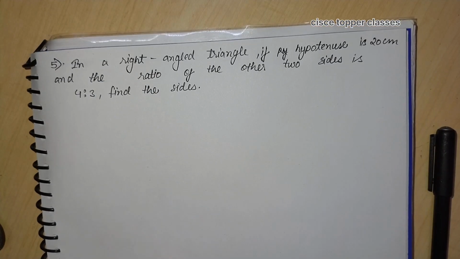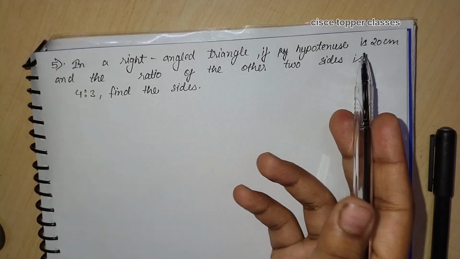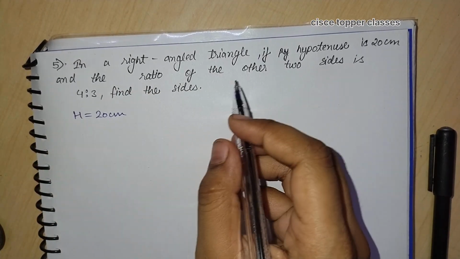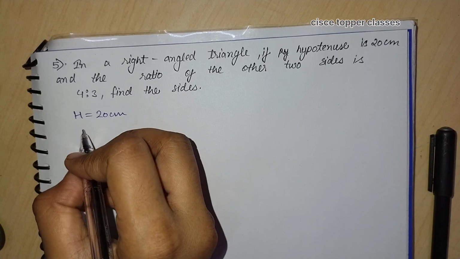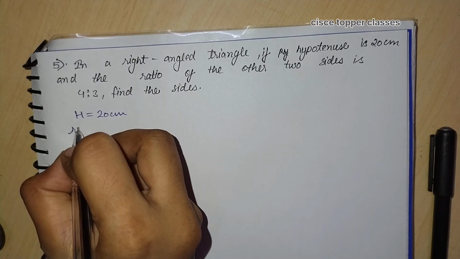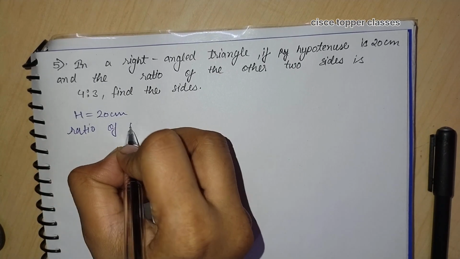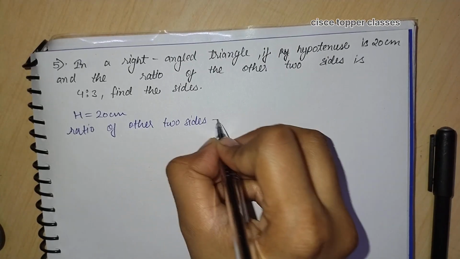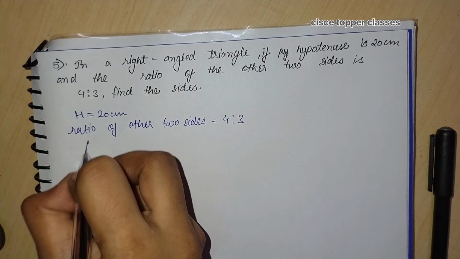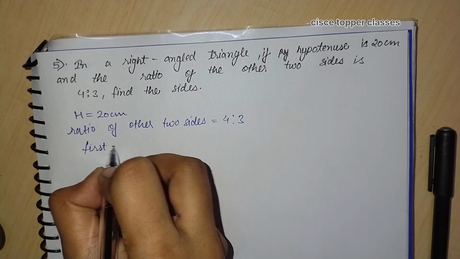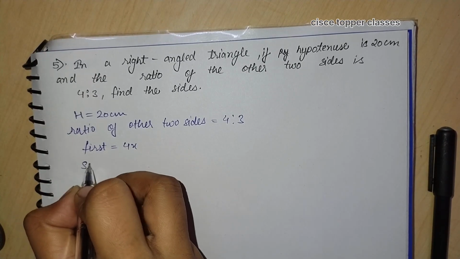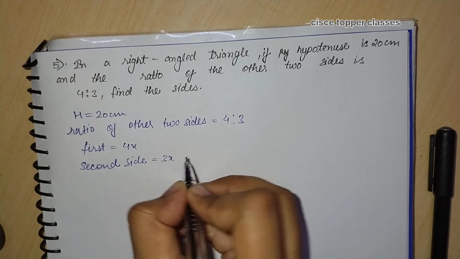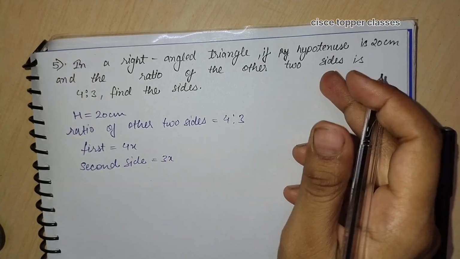Now let us solve the fifth question here. In a right angle triangle, if hypotenuse is 20 centimeter and the ratio of the other two sides is 4 ratio 3. So ratio of other two sides is 4 ratio 3. We can simply write it as, firstly, first side 4x, second side 3x, putting it as x here. And now we have to find the sides here.